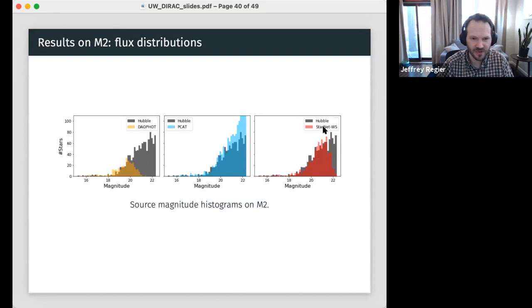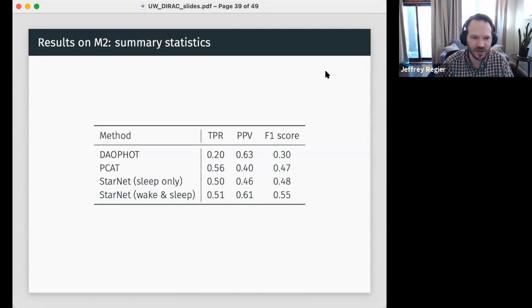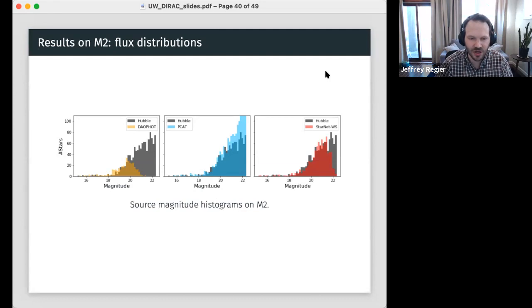drops off. Starnet Wake Sleep performs similarly, but it goes up to about past 21 magnitude before its predictions start dropping off. And PCAT also looked pretty reasonable up to 21, but past 21 and a half or so started predicting a lot of extra stars for which there was no match. So that's one perspective on why these numbers might be different: PCAT is predicting a lot of very dim stars that do not match. DAOPHOT is too conservative or is not able to detect some of these dimmer stars. And Starnet is performing quite well up to 21 and a half and then dropping off.